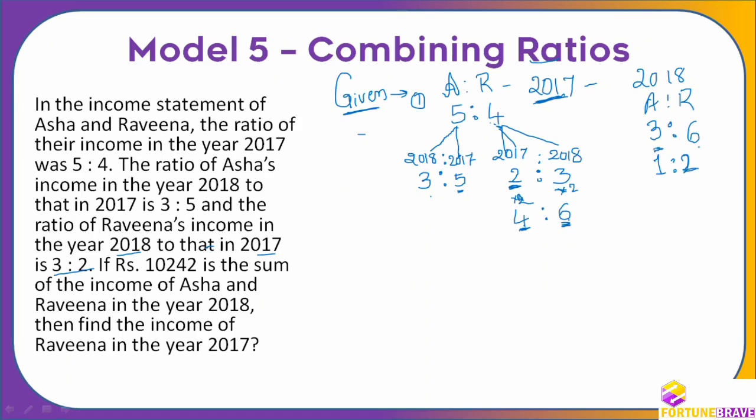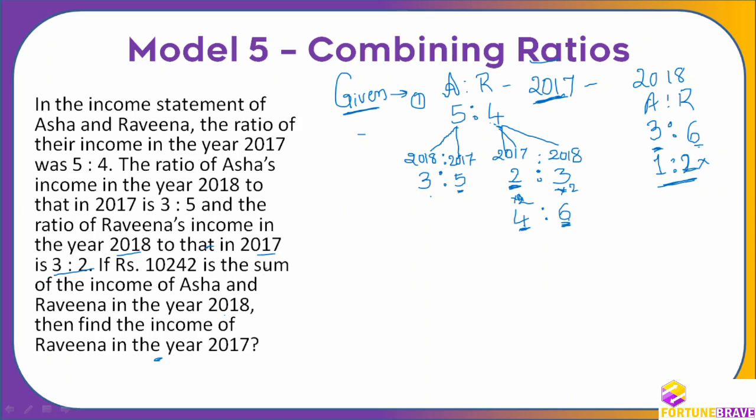So I'll keep this 3:6 and not use this one, because they have not asked me the ratio, they have asked for some actual value. So what I have to do: if 1242 is the sum of income of Asha and Ravina in the year 2018, then find the income of Ravina in 2017. Now you see, if I keep this, how it will be useful.